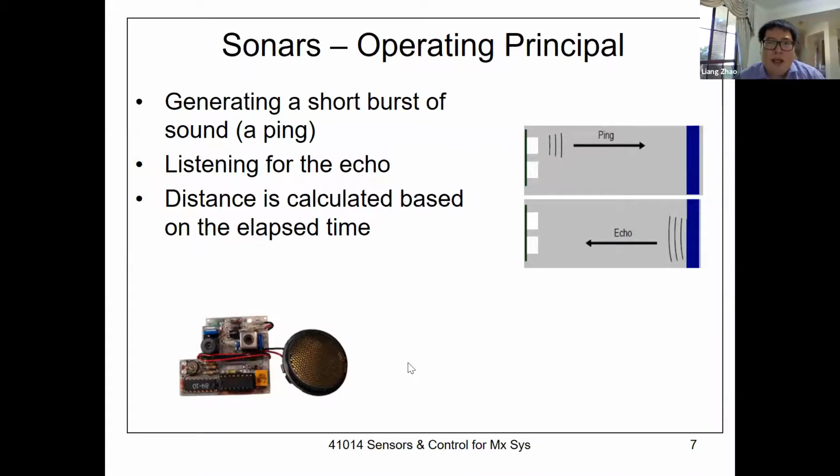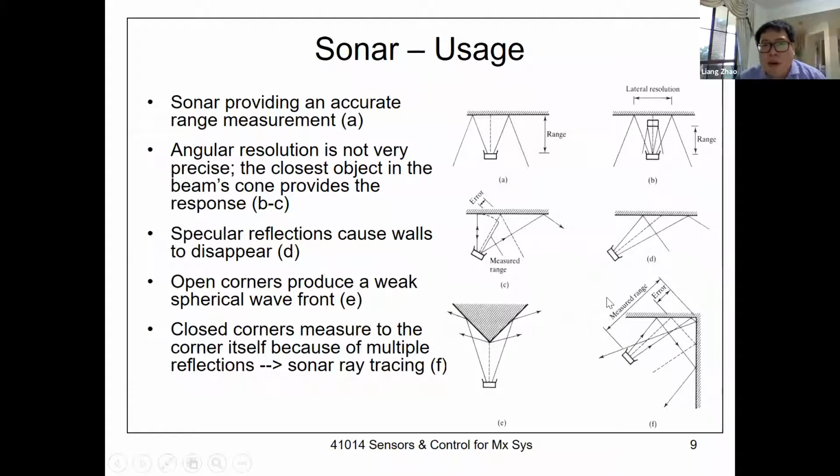The principle is quite simple. And there are some issues or some models about the uncertainties of the sonar. For example, the sonar can provide an accurate range measurement. So the range measurement is relatively accurate, but the angular resolution is not very good because the sound is not a line, it's not a laser. It has a shape to spread out, right? So the angular resolution is not that accurate.